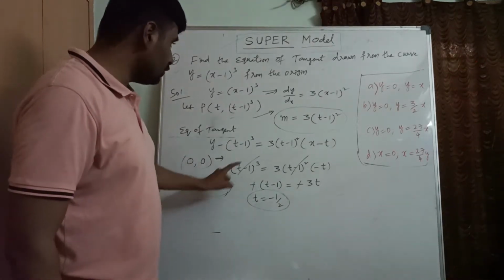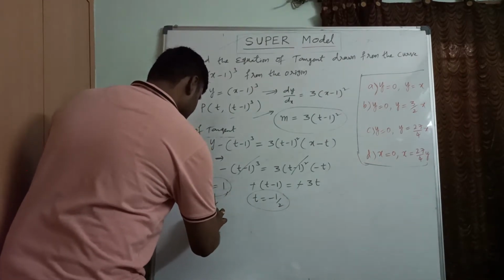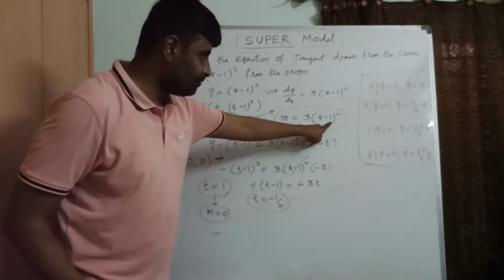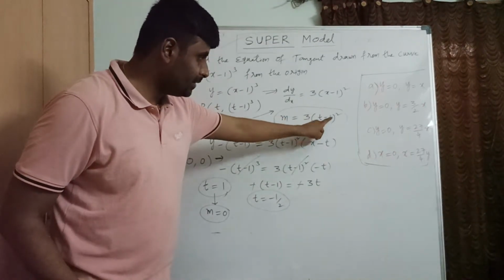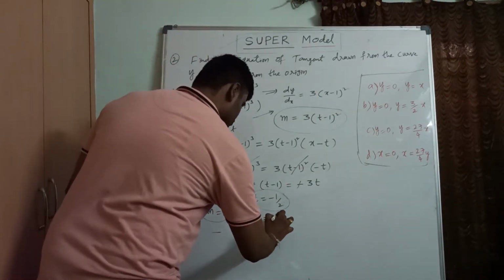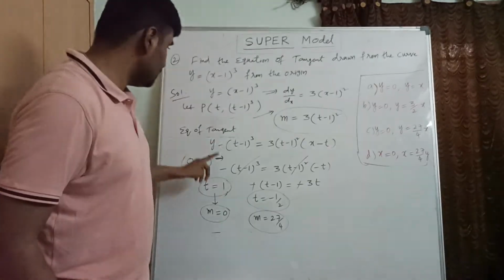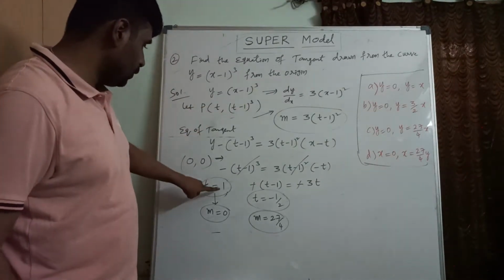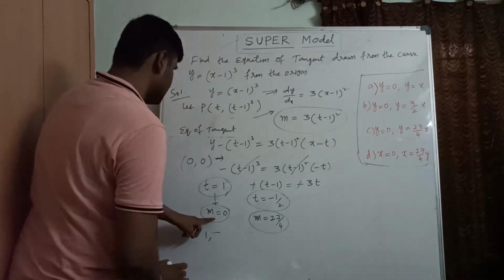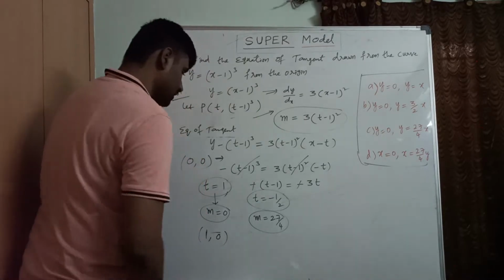Correct? So t equal to 1, if we substitute, 1 minus 1 is 0. So slope is 0. Hope you can understand. t equal to minus 1 by 2: minus of minus 3 by 2 whole square is 9 by 4, so slope is 27 by 4. Correct? Now the t value we need to substitute here also. If you put t value 1, what is the point? 1 comma 1 minus 1 is 0, so 1 comma 0 is the point, correct?